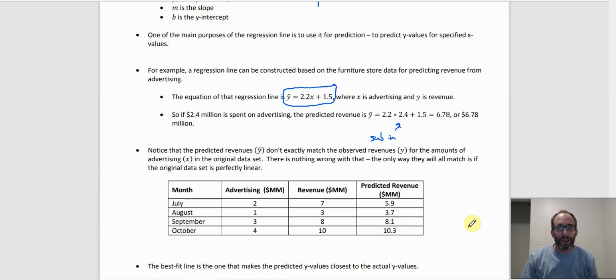That's fine. The only way that they're all going to match up is if your original data set was perfectly linear, which in real life, you never get anything that clean, right? This is actually really, really good. These match up pretty well. You got an 8 and an 8.1. Those are real close. And so are the 10 and the 10.3. I'd consider those to be really close. Maybe you can say, yeah, the 7 and the 5.9, those are a little off, and that's off by over $1 million, but this is still actually pretty linear.